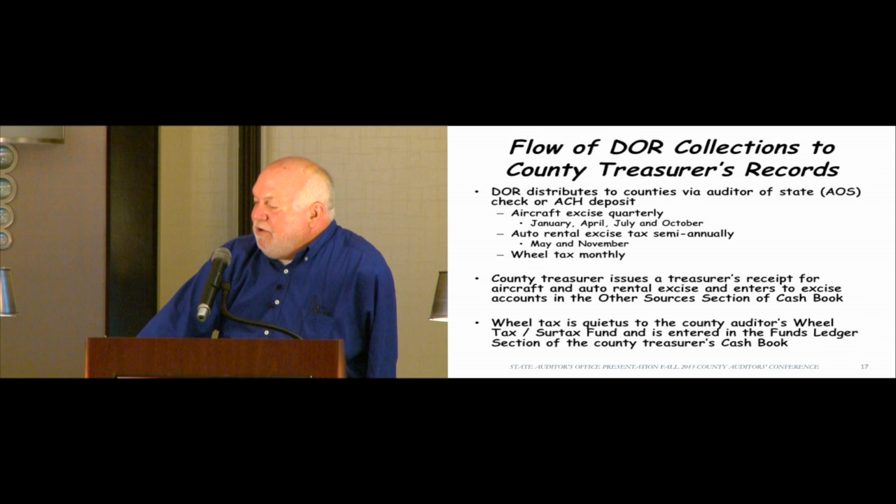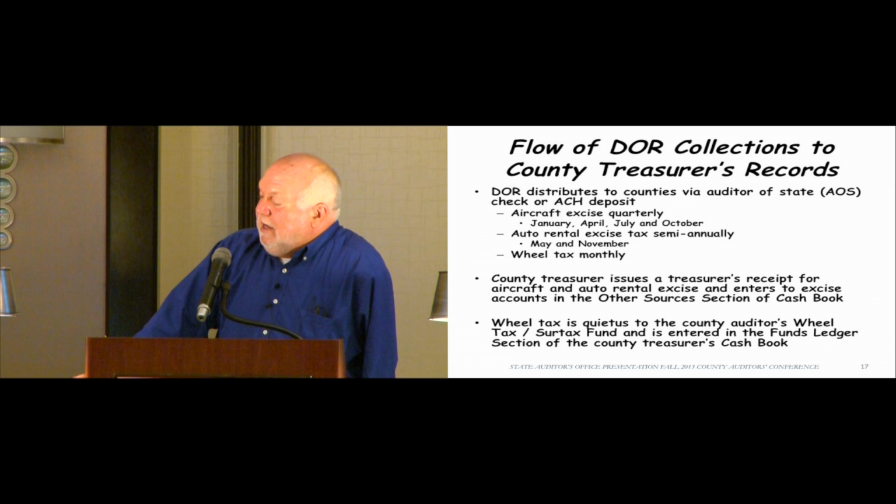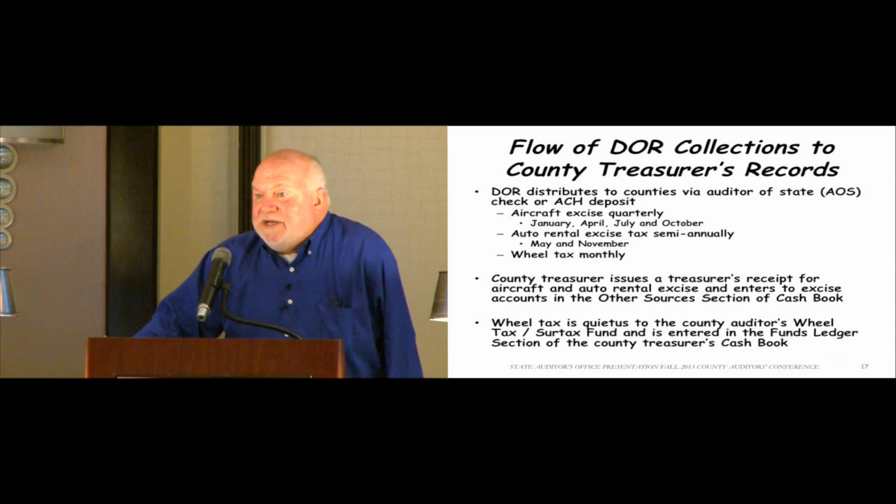The Department of Revenue, via the Auditor of State's Office, by check or ACH, distributes the aircraft excise quarterly to the county, and the auto rental excise semi-annually to the county, and the wheel tax to the county monthly. And I have here check or ACH.